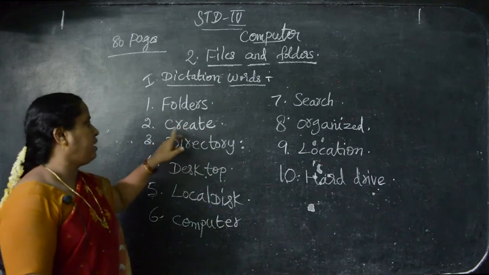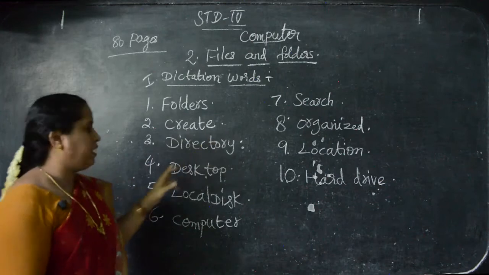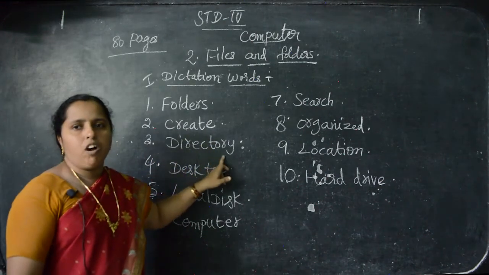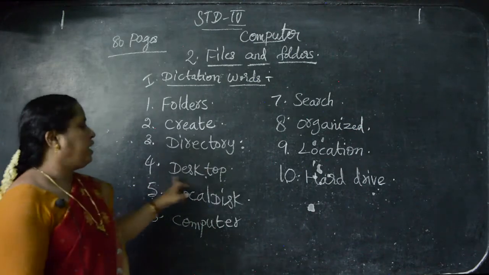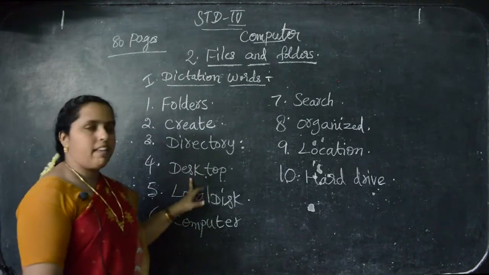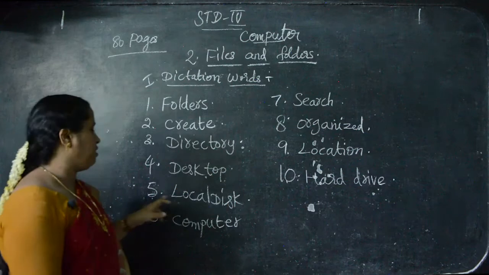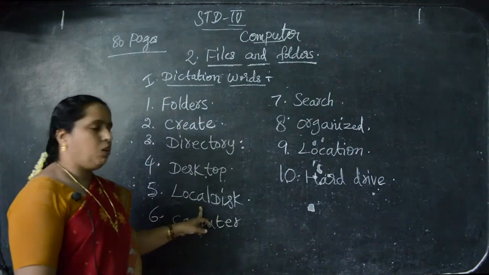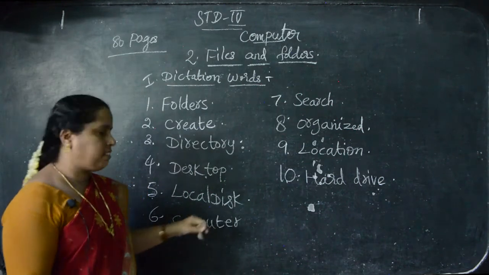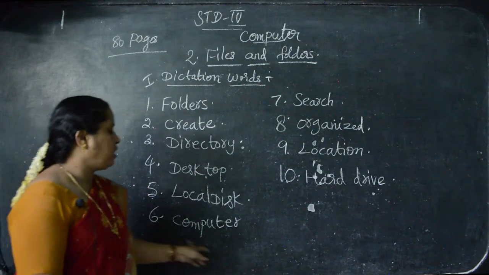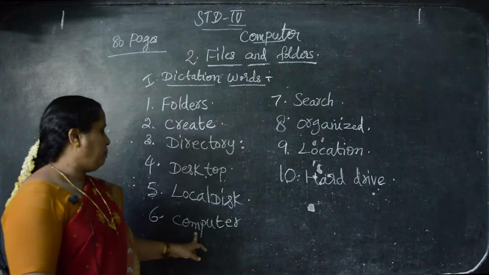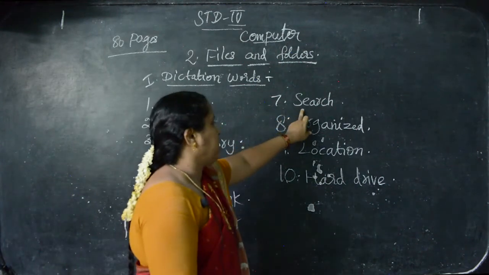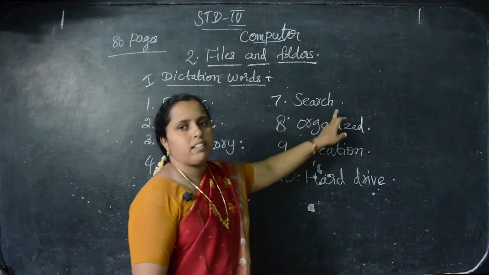Second one, create, C-R-E-A-T-E, create. Third one, directory, D-I-R-E-C-T-O-R-Y, directory. Fourth one, desktop, D-E-S-K, desk, top, T-O-P, top, desktop. Fifth one, local disk, L-O-C-A-L, local, D-I-S-K, disk, local disk. Sixth one, computer, C-O-M-P-U-T-E-R, computer. Seventh one, search, S-E-A-R-C-H, search.